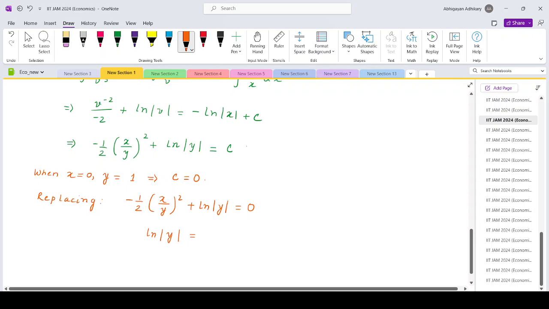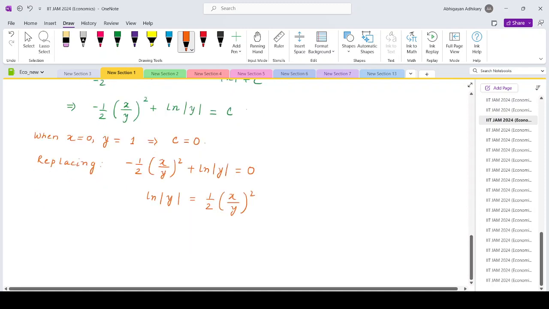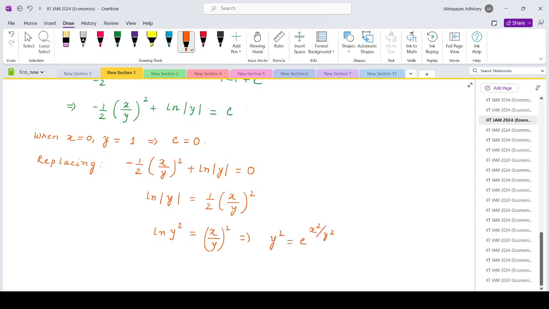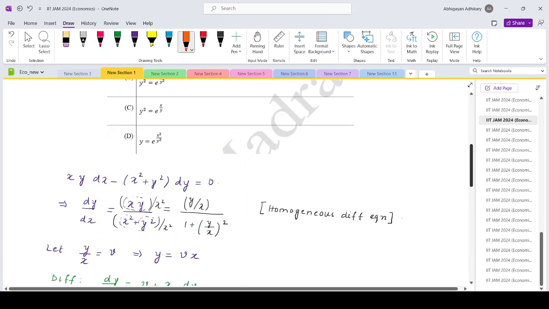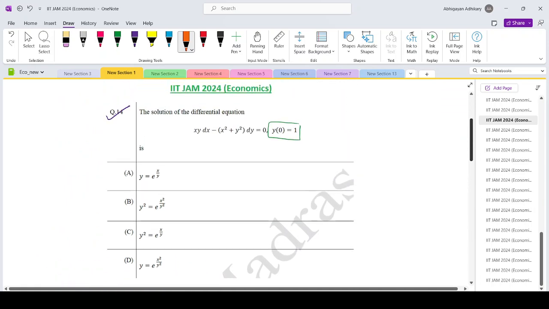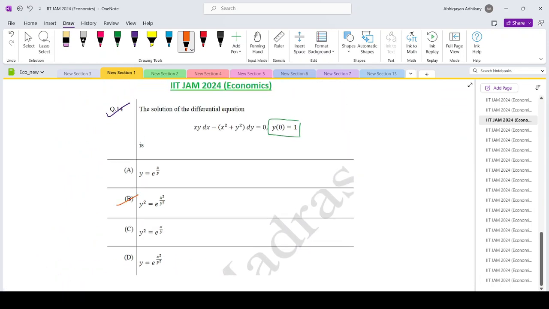So log of mod y is equal to half into (x by y) whole squared. So that means this half can go to the left and become y squared in power. So that means y squared is equal to e to the power x squared by y squared. This is the solution to your differential equation. And looking at the options, this is your option number B from the set.